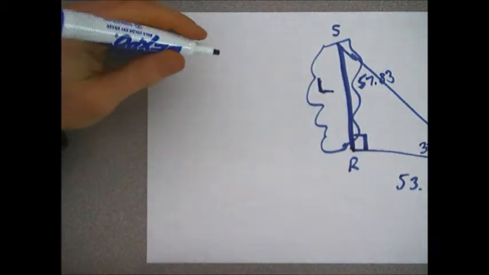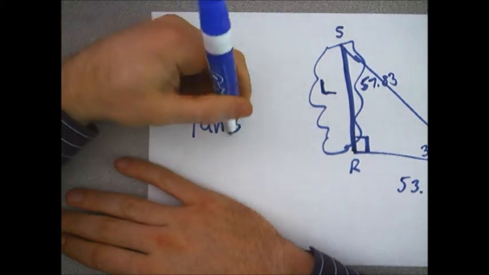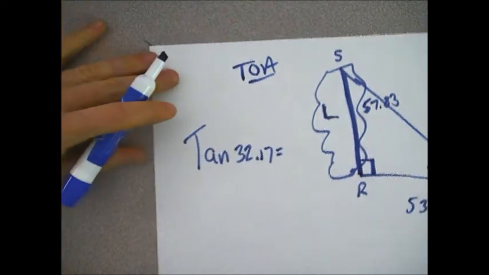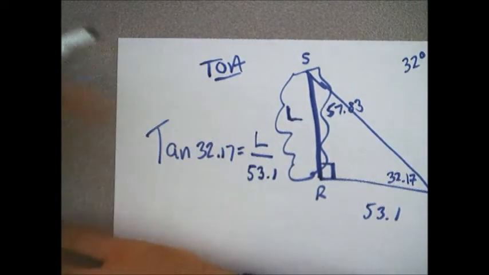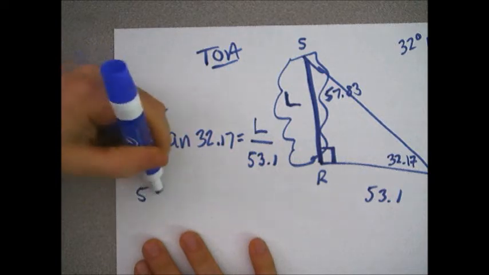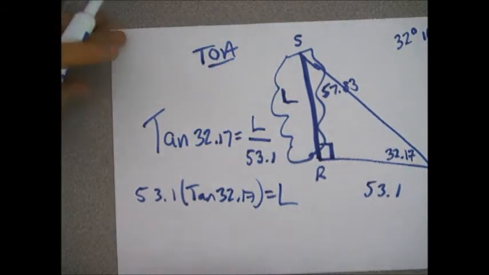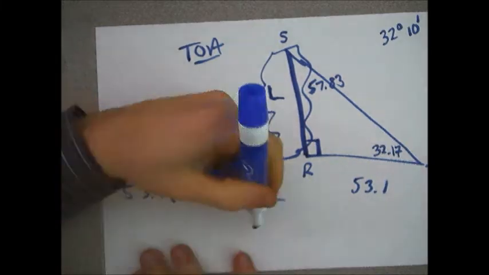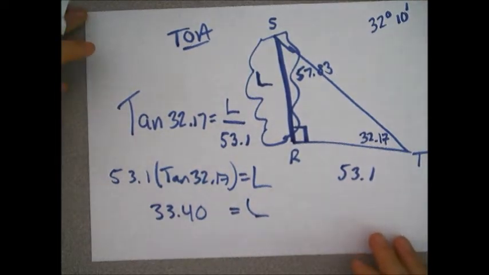So which trig equation are we going to set up here? We could do tangent of 32.17 is equal to, and when you think of SOHCAHTOA, the TOA tells us opposite over adjacent, so it would be L over 53.1. Good. And how do I solve this? Then you would multiply the tangent of 32.17 by 53.1, and that would equal L. Go ahead and do that on your calculator. L would then equal 33.40. Sounds good. Any questions, guys?